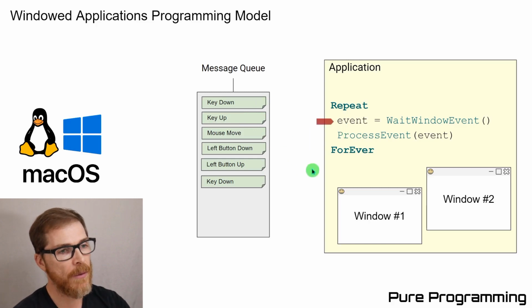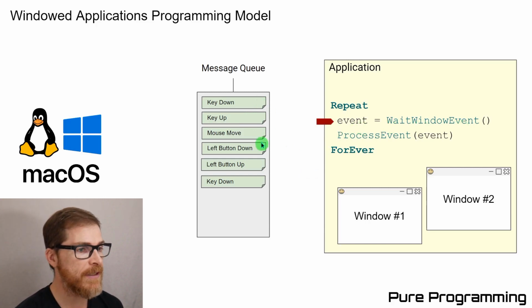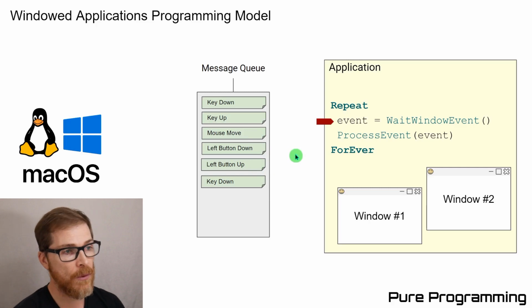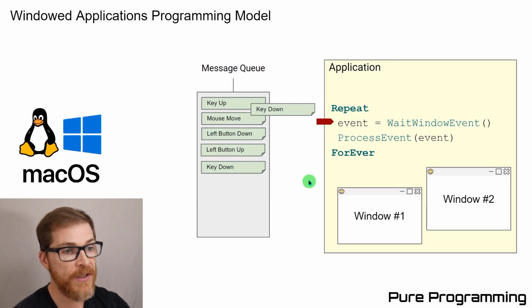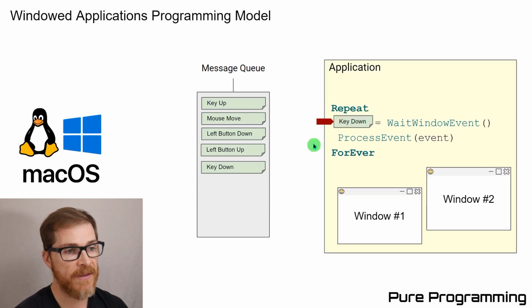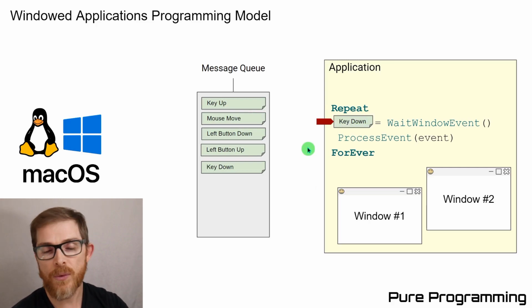In the code, the repeat loop, what it does is it's waiting for a window event. Here we have 6 of them in the message queue. So this call will pick up the first event, the key down here. It will remove it from the queue, return it. So here my event is actually the key down event. And after you can do whatever you want.